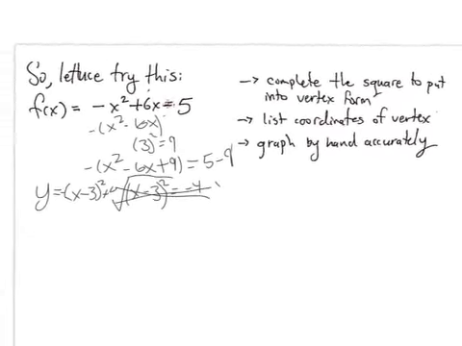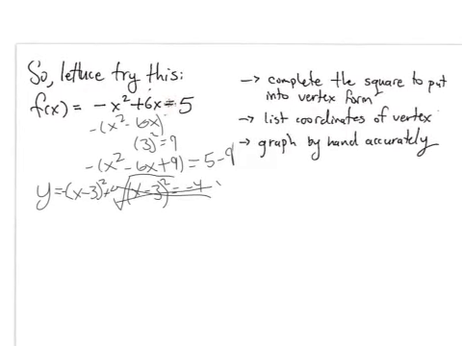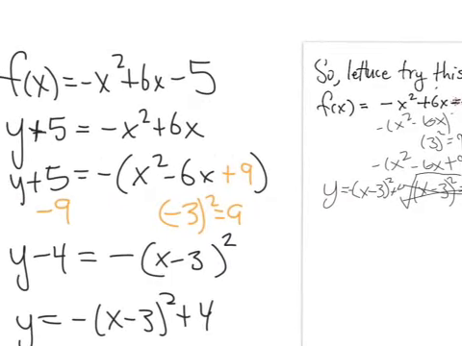Let us try this. We have an equation. I think that's a minus right there. That's pretty messy, but we're going to complete the square to put it in vertex form. We're going to list the coordinates of the vertex, and we're going to graph by hand accurately. So I think this was a student who started out doing this, and then I took over.